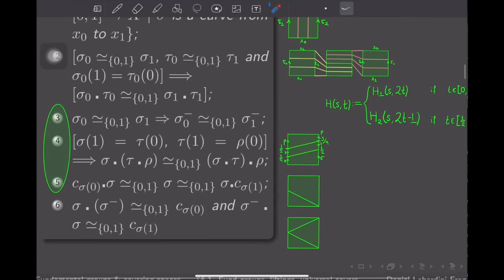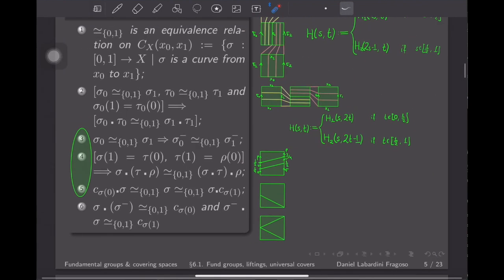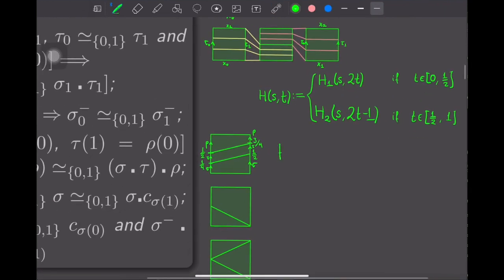And then I almost solved the exercise. So now with this diagram, what I want you to do is provide an explicit formula of h from [0,1] times [0,1] to X, and then h of s, t equal to what?